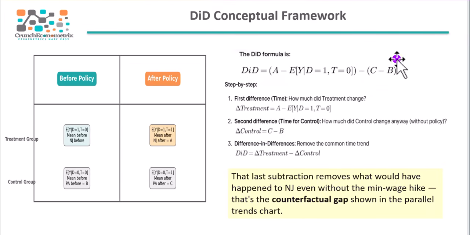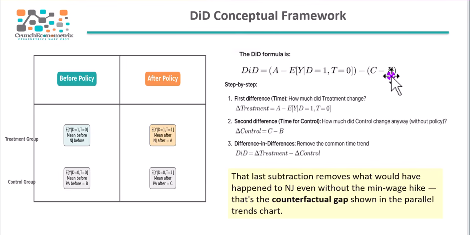Now let's look at the DID formula, okay? The formula simply tells you treatment after minus treatment before, the first bracket, minus control after minus control before.